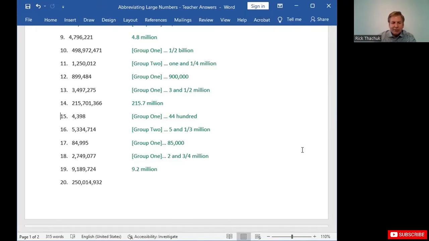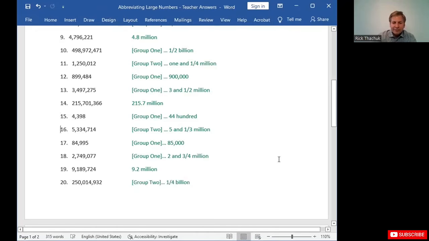And then finally here, number 20, 250,014,932. That's a big number. It's pretty close to 250 million. And 250 million, I know, is a quarter of a billion. And this number, in fact, is just over that. So I'll use any number from group 2, and I'll say quarter of a billion. So just over quarter of a billion, or just above a quarter of a billion.